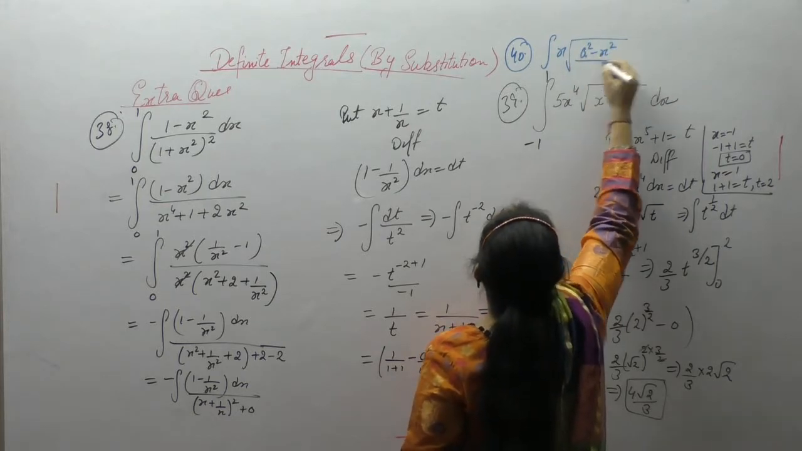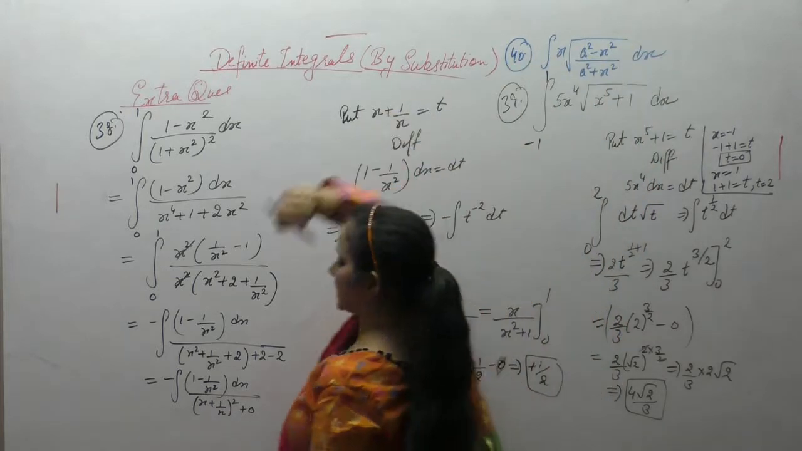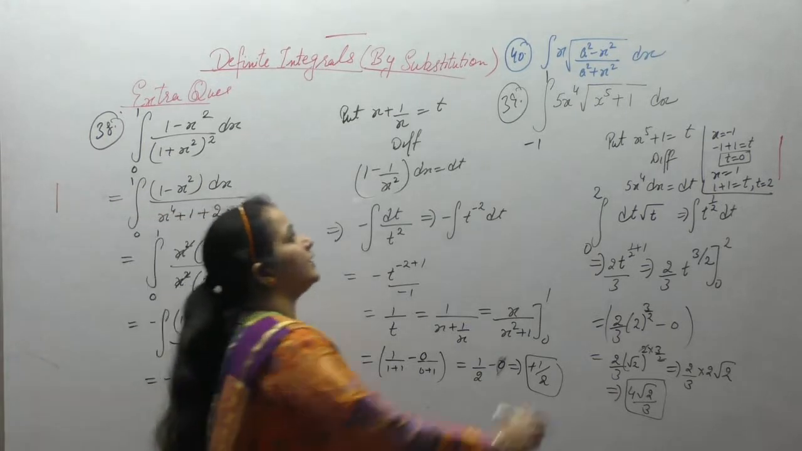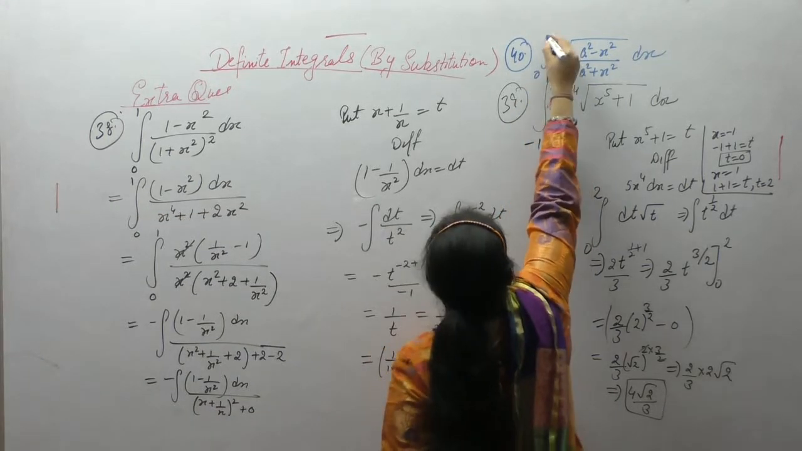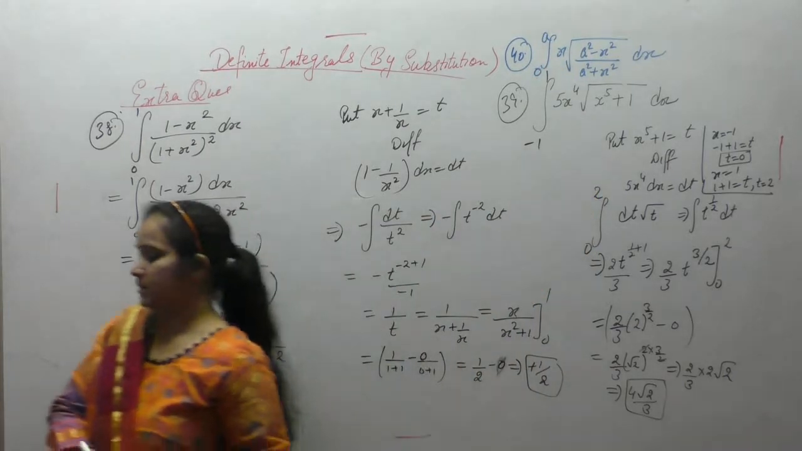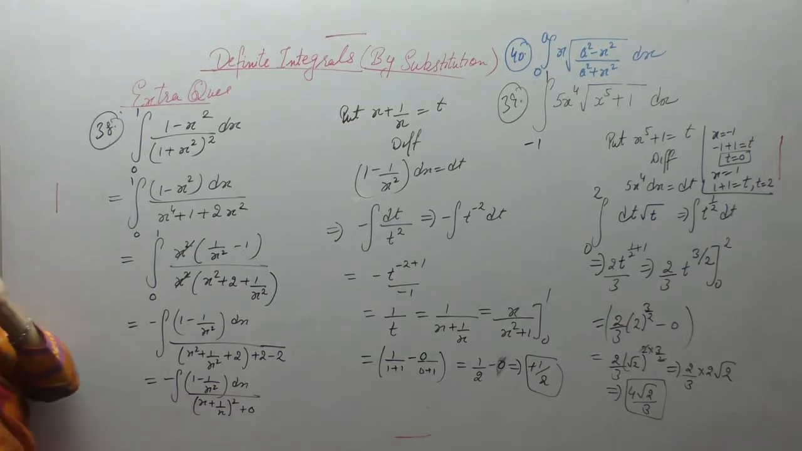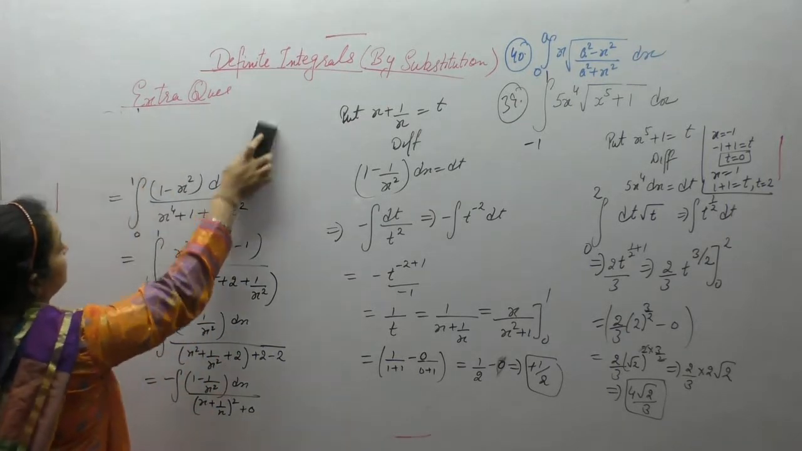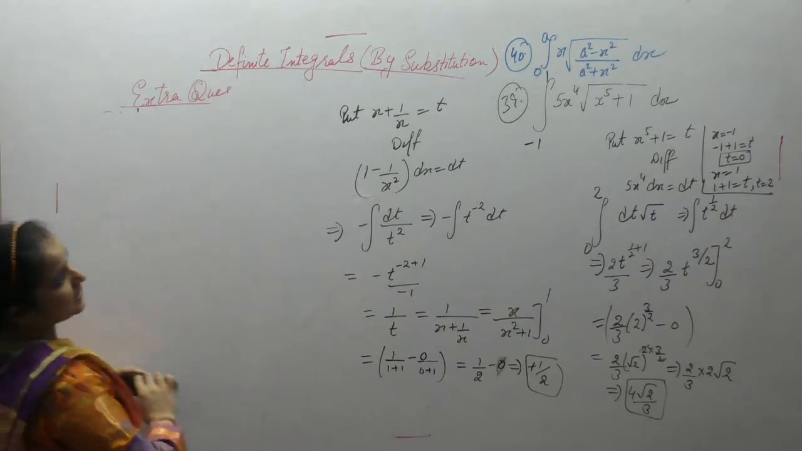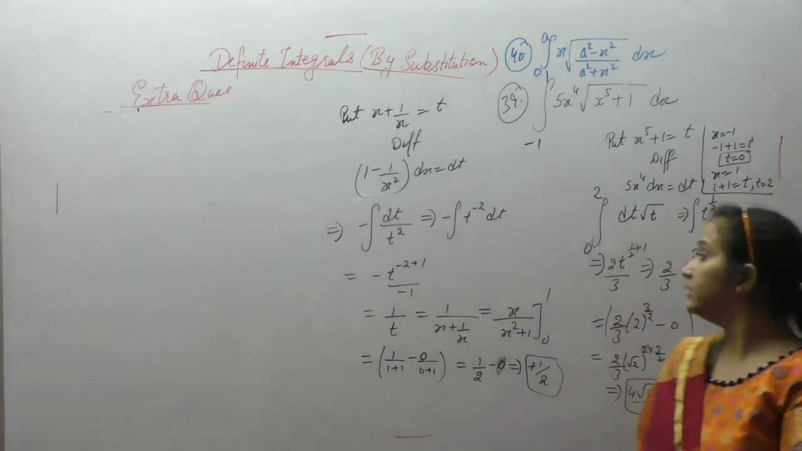Next is the integral of x into square root of a square minus x square upon a square plus x square, and the limit goes from 0 to a. Try it by yourself by putting x as a cos theta or a sin theta. By putting a cos theta we will get its value.